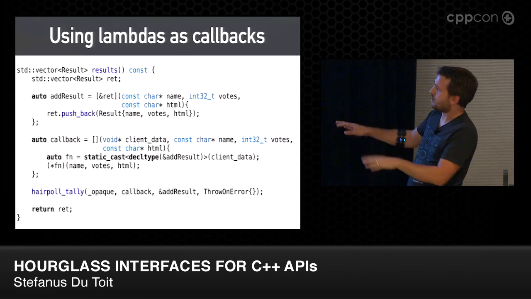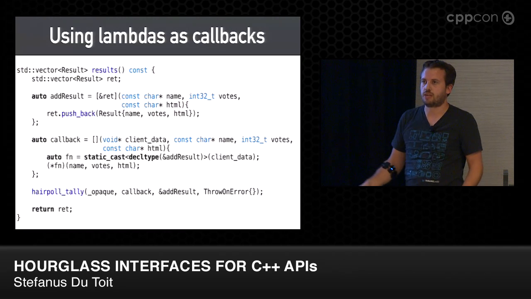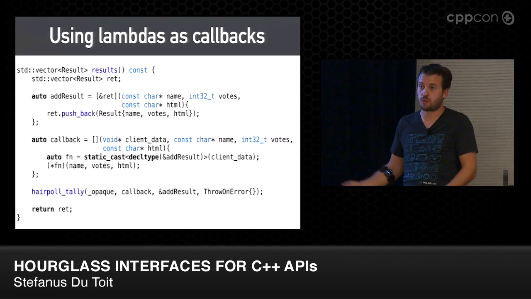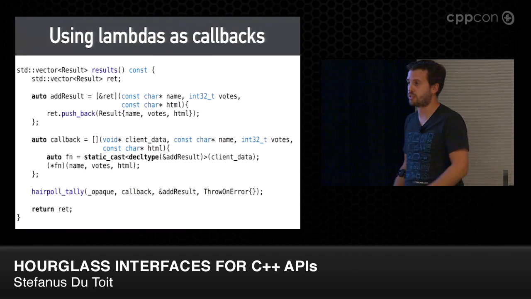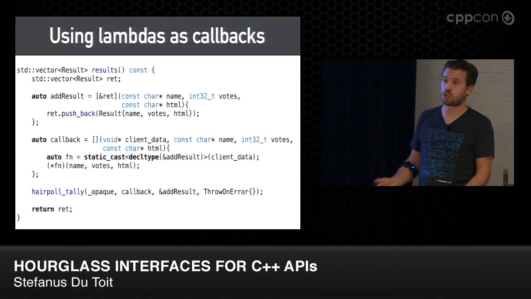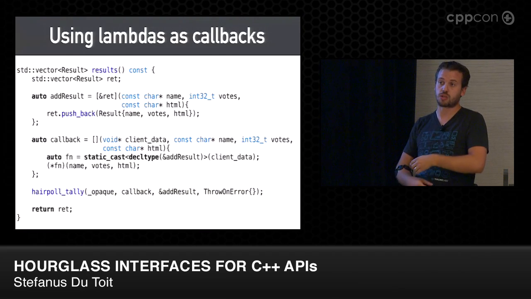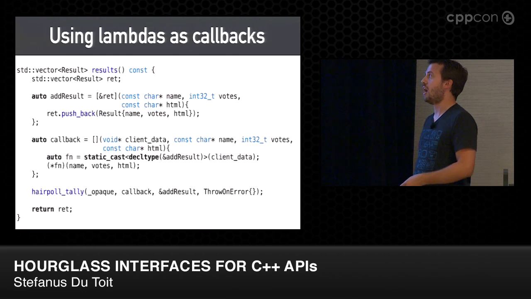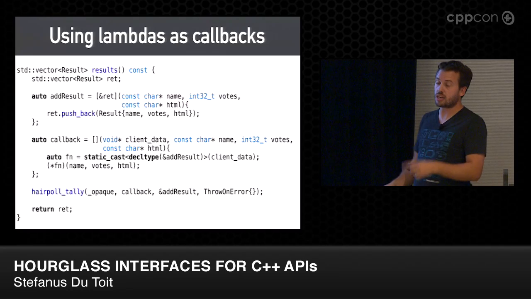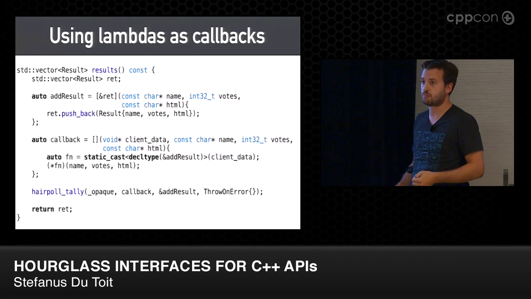And again, if tally just took a lambda, that would be it. We would just call tally and pass add result. But it doesn't. It takes a function pointer and a void pointer. So what do we do? Lambdas that capture cannot be turned just into function pointers willy-nilly. They can be turned into std::functions, but not into function pointers. But luckily, lambdas that don't capture can be turned into function pointers.